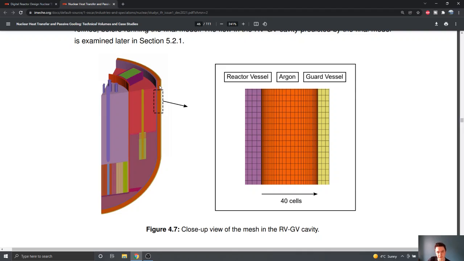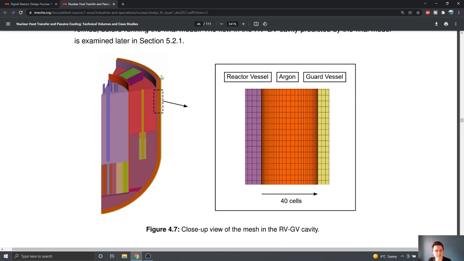So the first region of the mesh to look at is just this region here in the gap between the inner reactor vessel shell and the outer reactor vessel shell, or the guard vessel as it's called here. And there will be fluid in this gap. It could either be an air gap or it could be an inert gas. In this case we've got argon, so there's an inert gas in there.